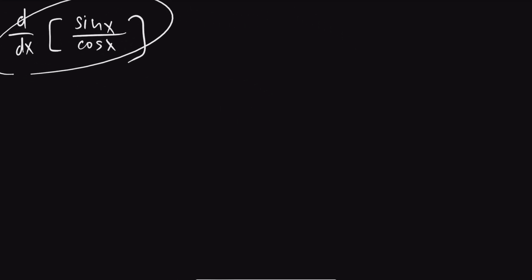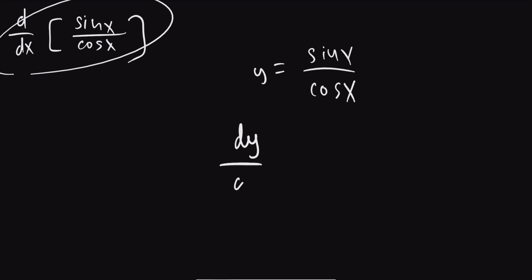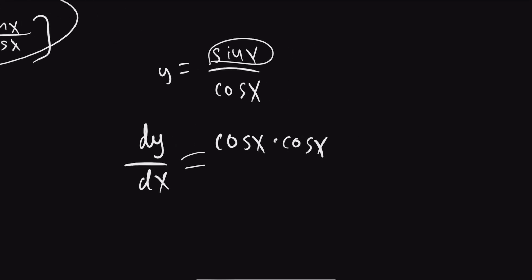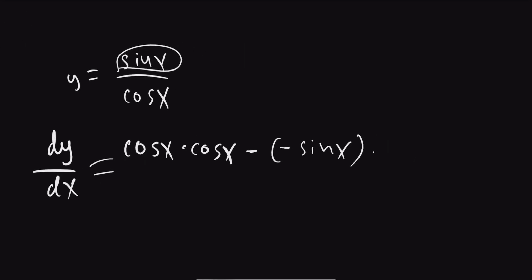So if I have a function y is equal to sine of x over cosine of x, and I want to find dy/dx, so the derivative of y with respect to x, what I'm going to do is use the quotient rule. So first of all, I'm going to go ahead and differentiate the numerator. The derivative of sine of x is cosine of x. And I'm going to go ahead and multiply that by the denominator, which is also cosine of x. And then from that, I'm going to subtract the derivative of the denominator, which is negative sine of x. The derivative of cosine of x is negative sine of x. And I'm going to go ahead and multiply that by the numerator, which is sine of x.